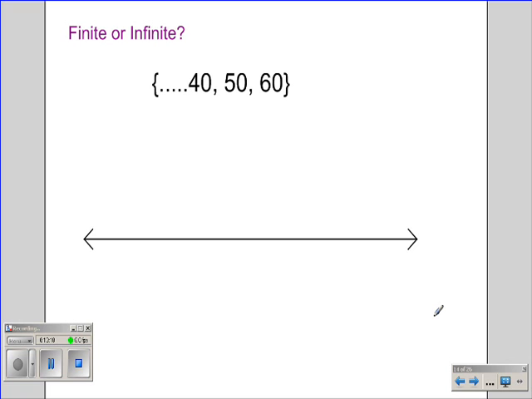Finite or infinite? Hopefully you said this set was an infinite set. This ... means that the set will be continuing in that direction forever, not ending.